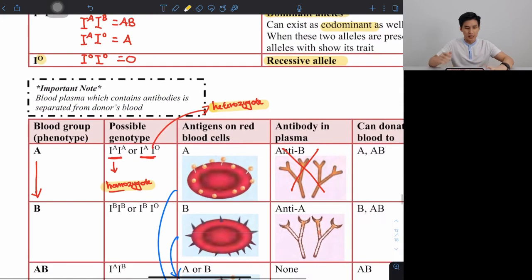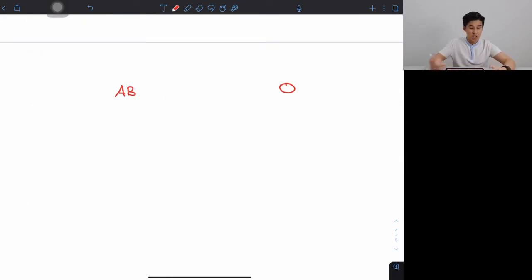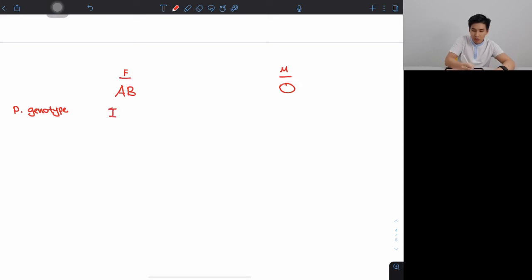Okay, so let's look at this example we mentioned earlier in the video. Let's say the father is blood group AB, the mother is blood group O. The question will usually ask, what are the possible children they can get? So we're going to draw something called the schematic diagram. First we write the parent genotype. Genotype means the combination of the genes. So for AB, there's only one possible genotype, IA and IB. We circle this. You must always circle the genotype. And then O will be only IO because O is recessive.